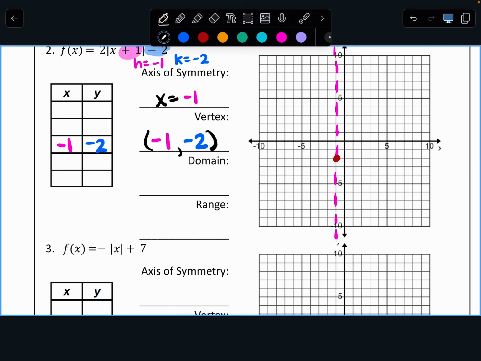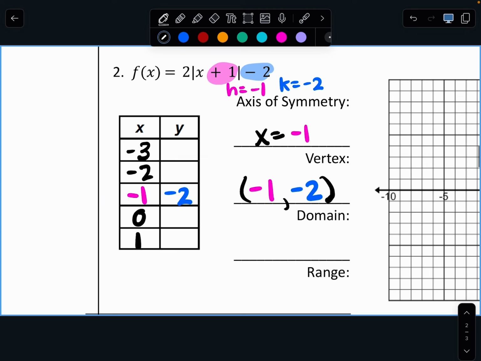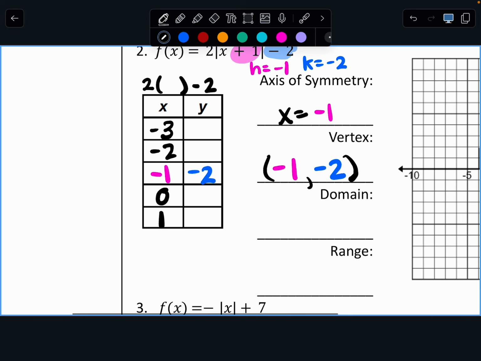And now let's identify 2 x's to the left. That would be -2 and -3. And 2 x's to the right would be 0 and 1. Now, again, this is the way I like to do it. I'm going to replace that absolute value portion with parentheses, and I'm going to evaluate the absolute value portion off to the left and then plug that into those parentheses.